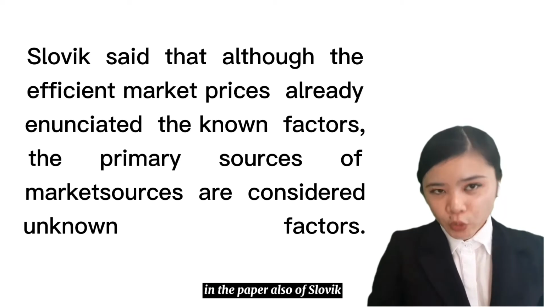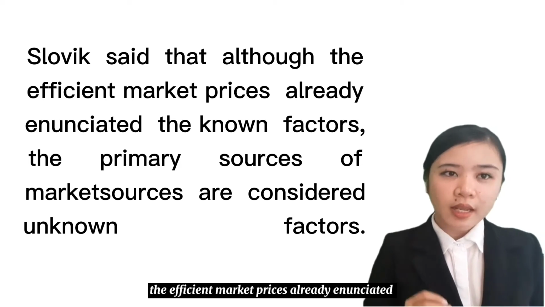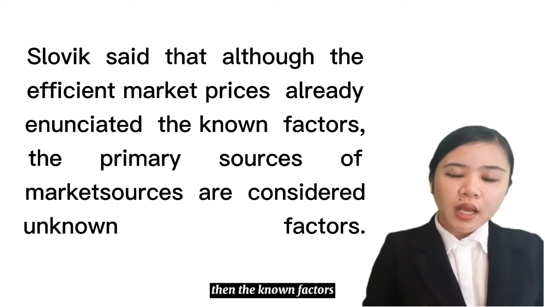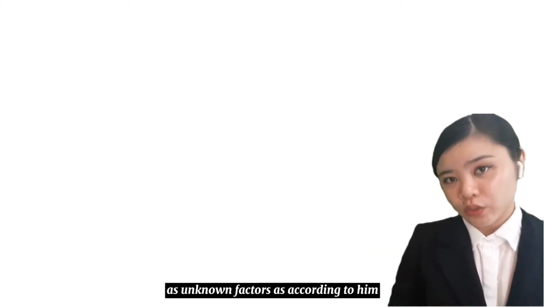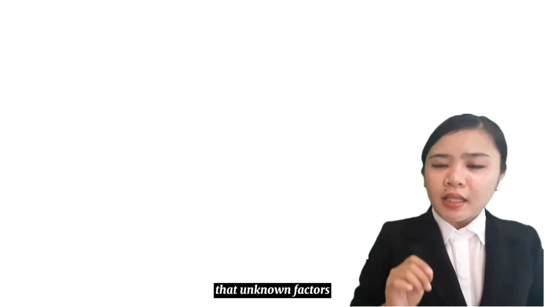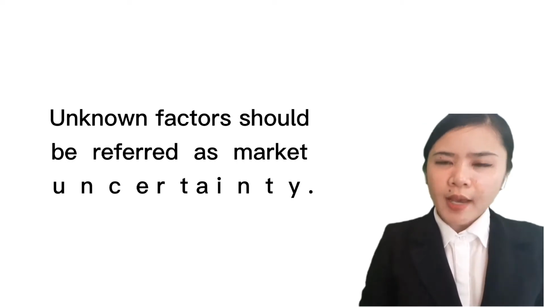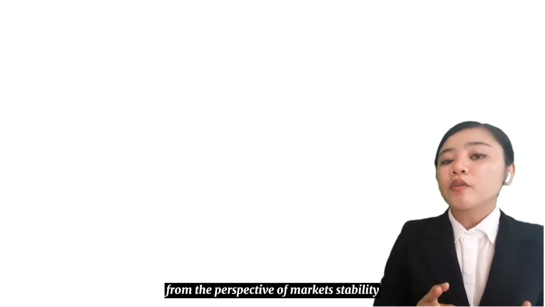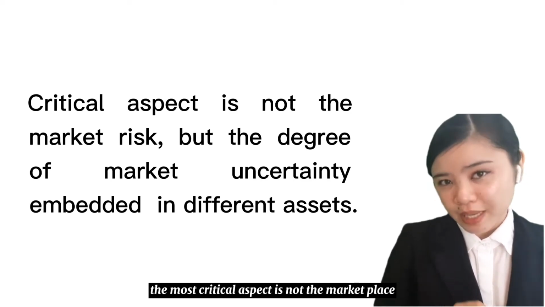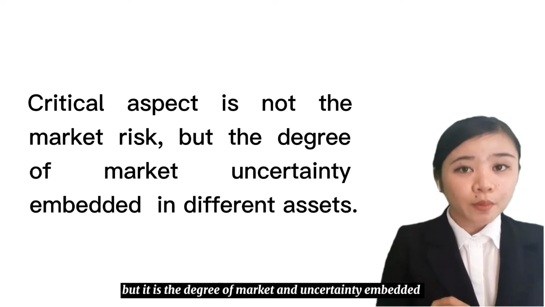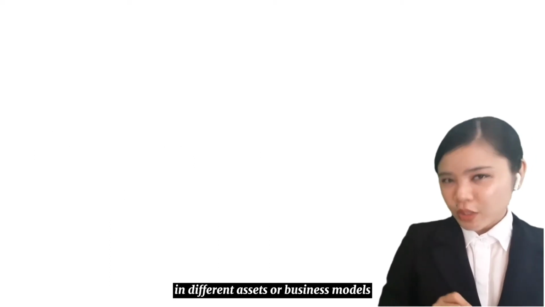In the paper of Slovic, he said that although efficient market prices already reflect the known factors, the primary sources of market risk are considered to be unknown factors, and that unknown factors should be referred to as market uncertainty. He finally concluded that from the perspective of market stability, the most critical aspect is not the marketplace, but the degree of market uncertainty embedded in different assets or business models.